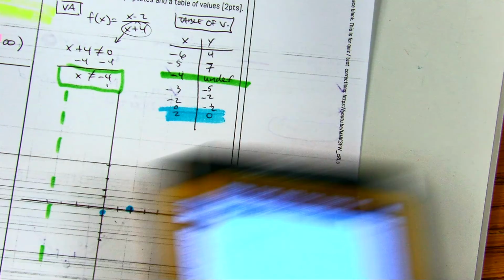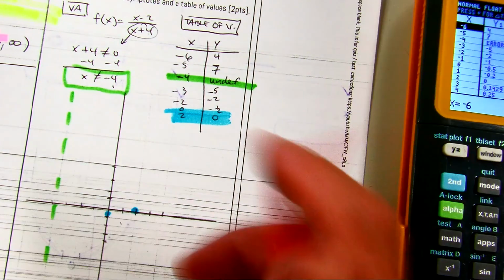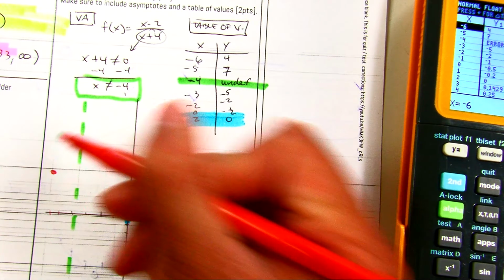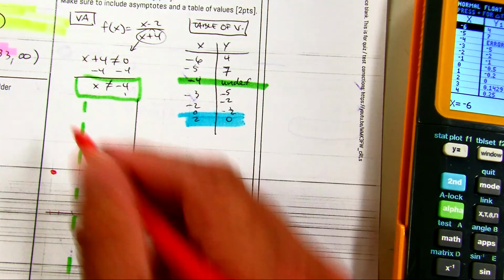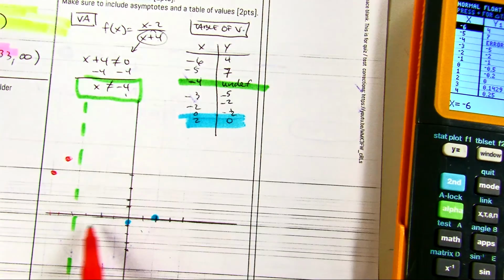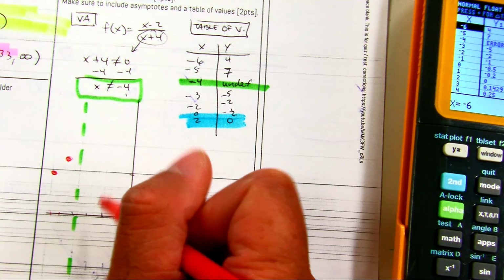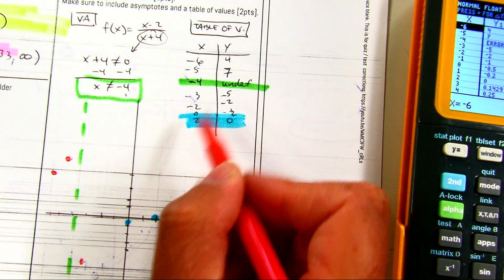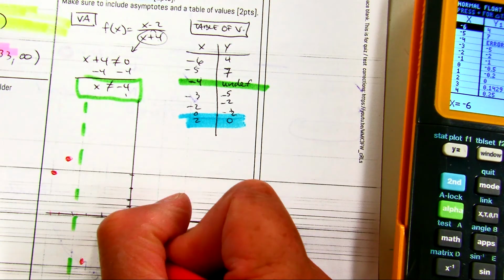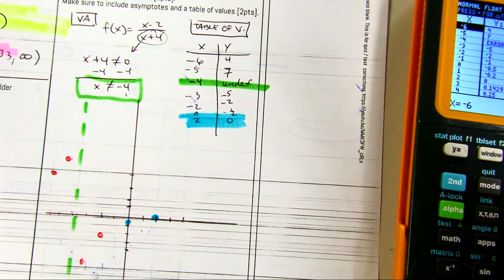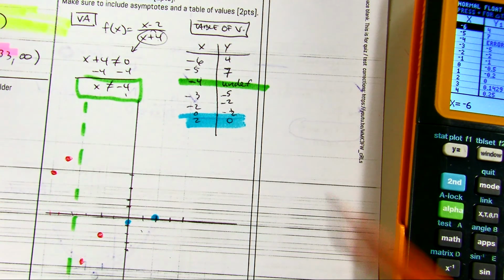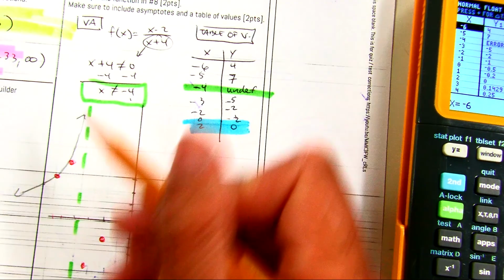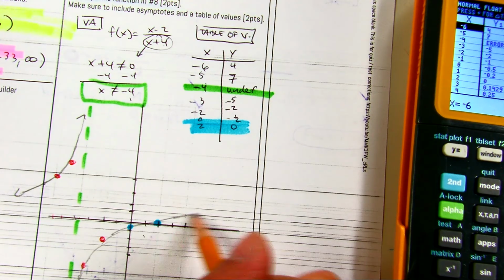Go ahead and get these points on there. Negative 6, 4, negative 5, 7, so it's going higher. Negative 4, we already know is undefined. Negative 3, negative 5, negative 2, negative 2, and then we already have those. I recommend using a pencil because you can shade it. I've used pen so that you guys can see this. Up to the point of this video, we did not have any information about horizontal asymptotes, but it kind of looks like one right there, right?